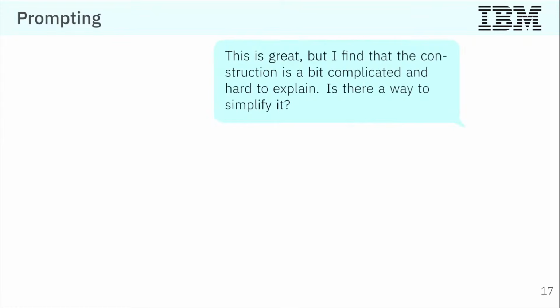But I didn't really like that I was using these poor man's GHZ states. I felt like the construction is too complicated. And unfortunately, I couldn't find the original prompt that I gave it, but it was something like this, where I said, this is great, but I find that the construction is a bit complicated and hard to explain. Is there a way to simplify it? And basically, it just came up with the randomized encoding construction.